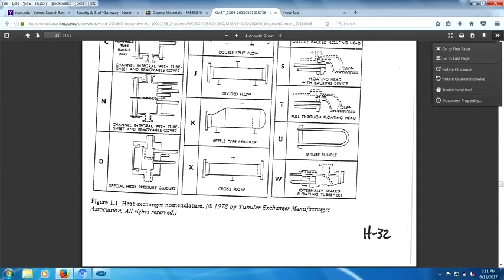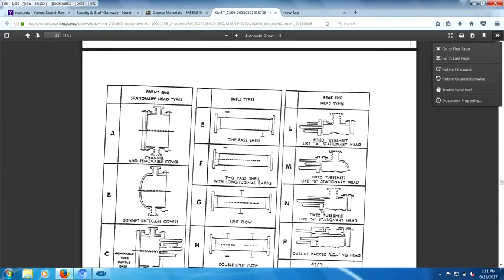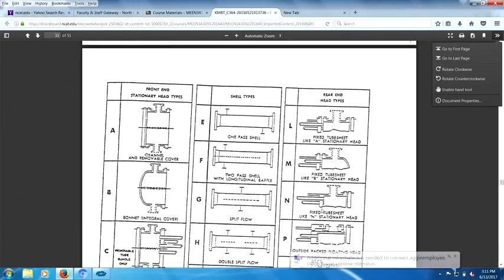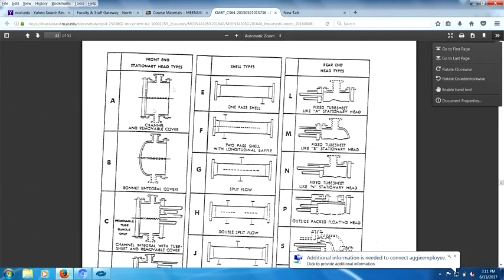We have TEMA. So TEMA is Tubular Exchanger Manufacturers Association. They're the group of people that make heat exchangers. And so what you can have is a front end, different shell types, and a back end. Okay? Isn't that fantastic?